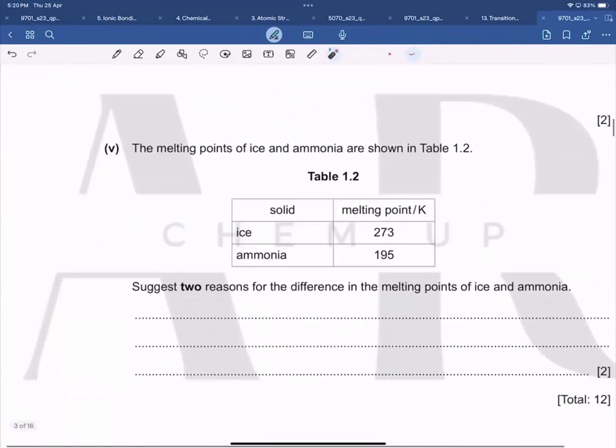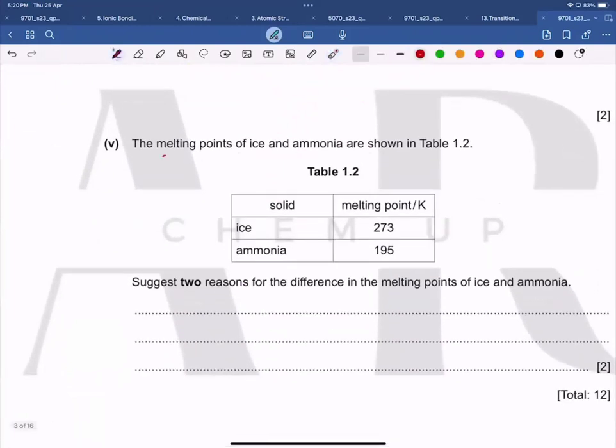Now, part 5. The melting points of ice and ammonia are shown in table 1.2. Ice melts at 273 Kelvin and ammonia melts at 195 Kelvin. Suggest two reasons for the difference in melting point of ice and ammonia. They both have hydrogen. So that is the common thing, so that's not the difference.